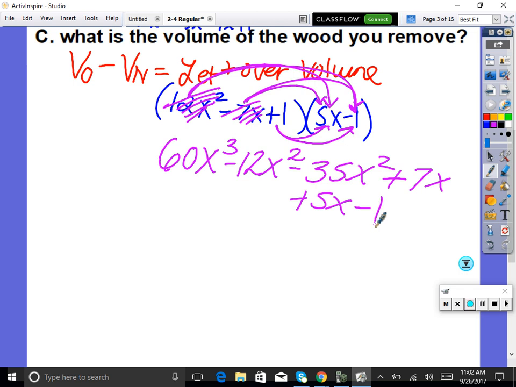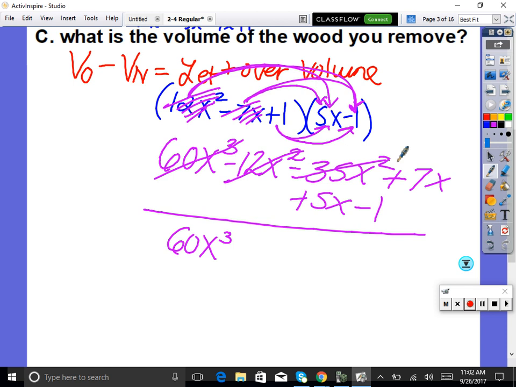Let's combine like terms now, adding straight down here. So we have 60x cubed, no other x cubes. Negative 12x squared minus 35x squared is minus 47x squared. Plus 12x is minus 1. Now that was just the volume of the new, wasn't it? So now we're almost done.